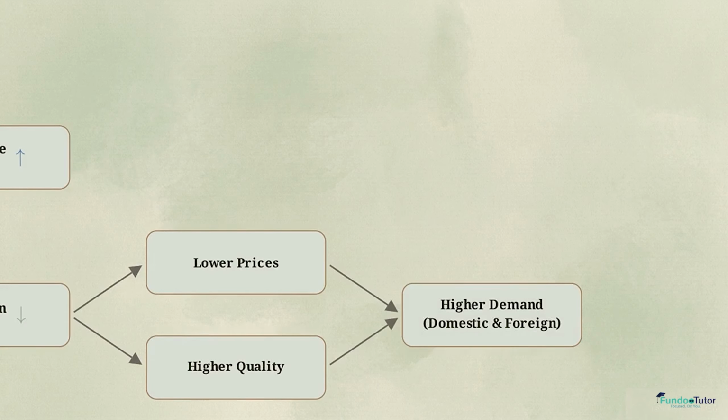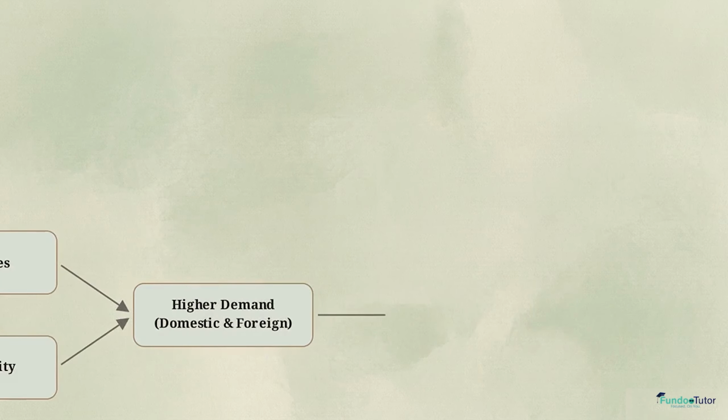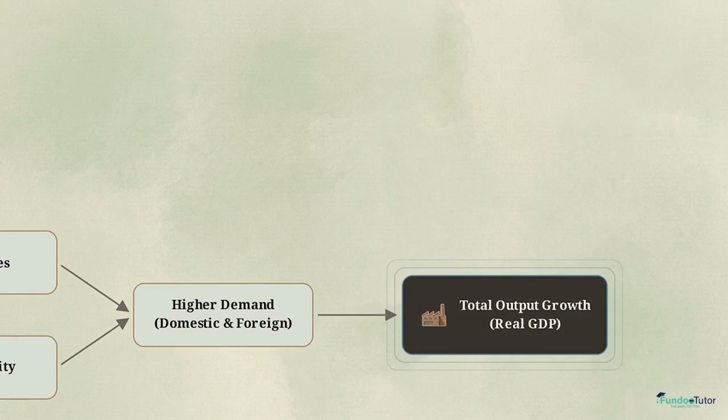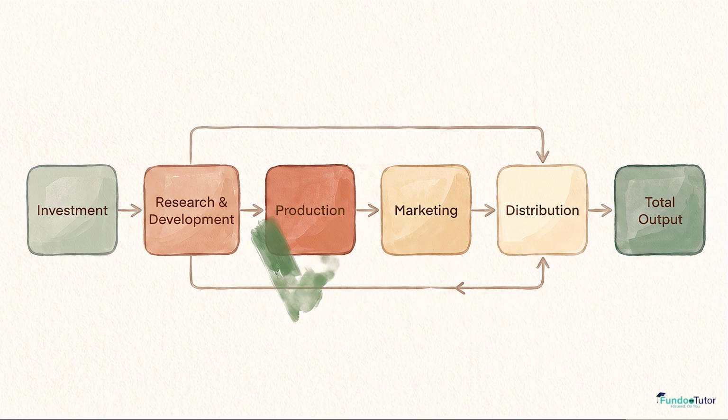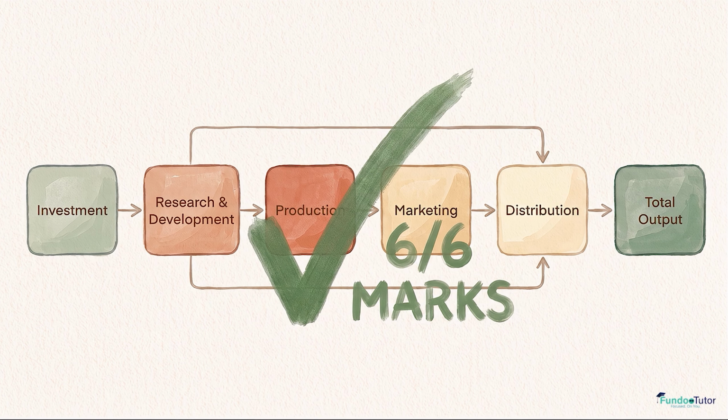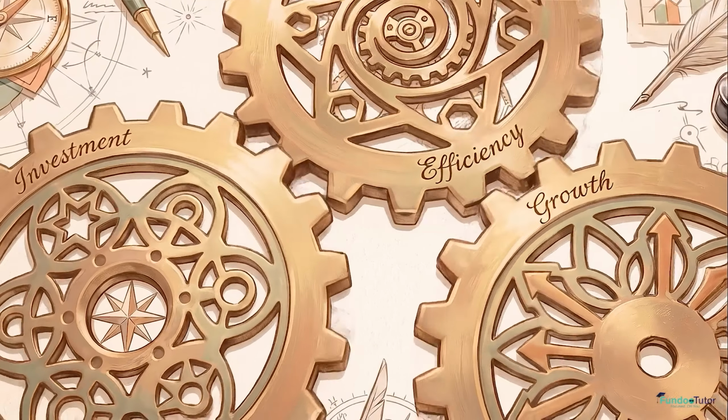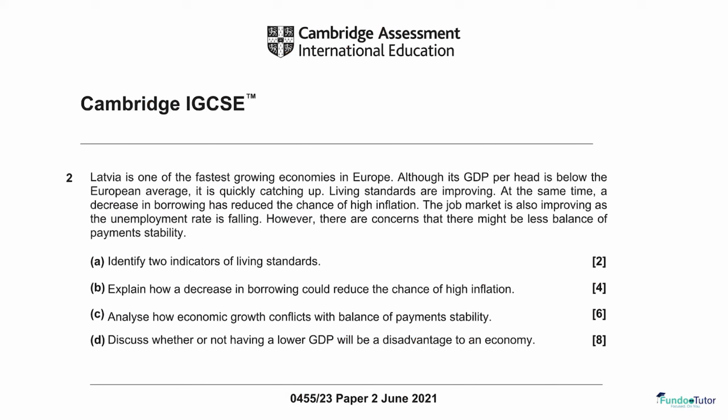Domestic consumers and foreign buyers will demand more of these products, leading to a direct increase in total output. You earn the full 6 marks by exposing this entire sequence. Every gear has to turn the next one to prove the final outcome. Let's scale up to an 8-mark discussion from the June 2021 paper.